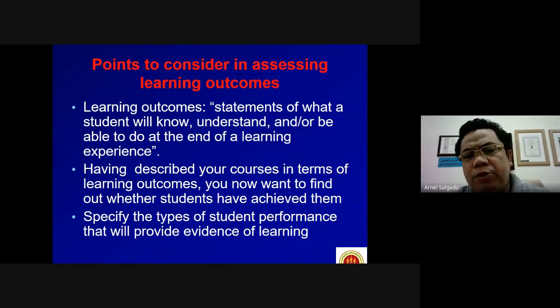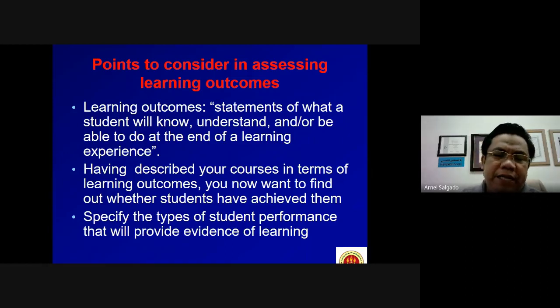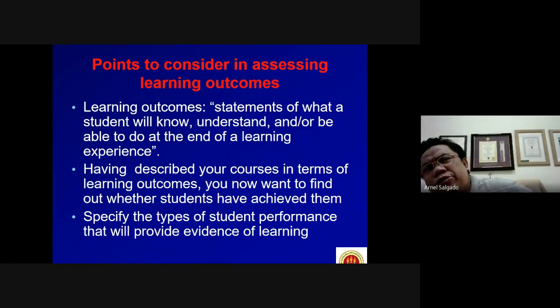Now, having described your courses in terms of learning outcomes, you now want to find out whether students have achieved them. Now, remember, the measurement for this will be during the delivery. It's formative, or you can actually do that in the end, which we call summative. Now, specify the types of student performance that will provide evidence of learning. So we need to look into this. We don't just give examinations for the sake of giving them. We need to evaluate how much the students are actually learning.